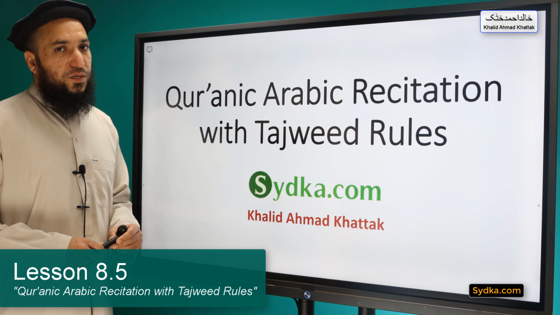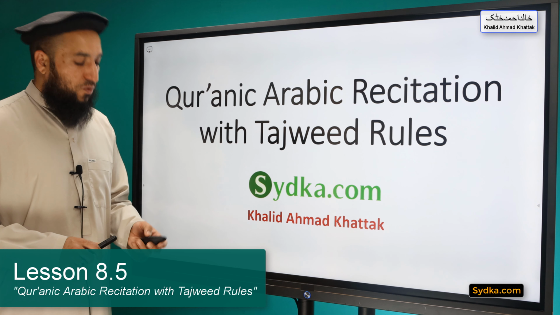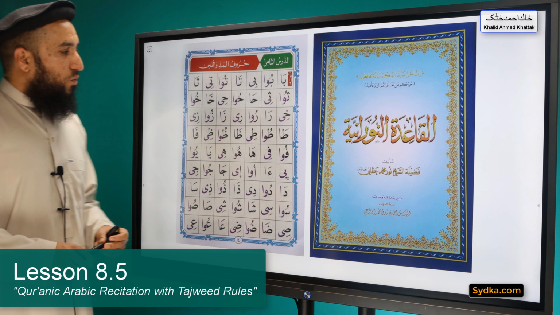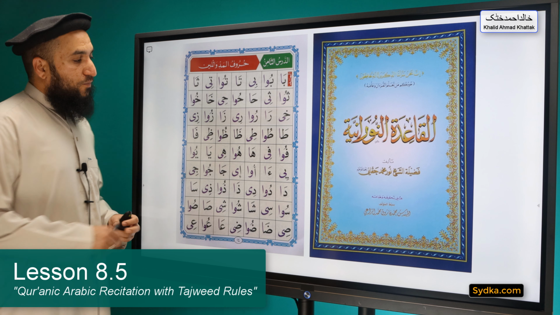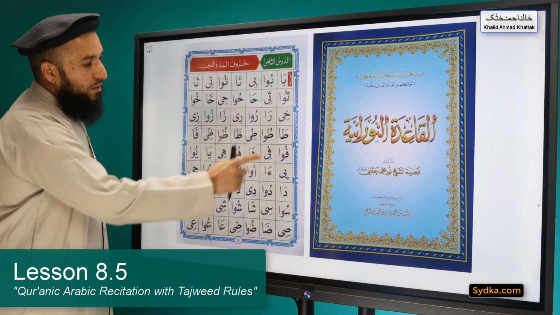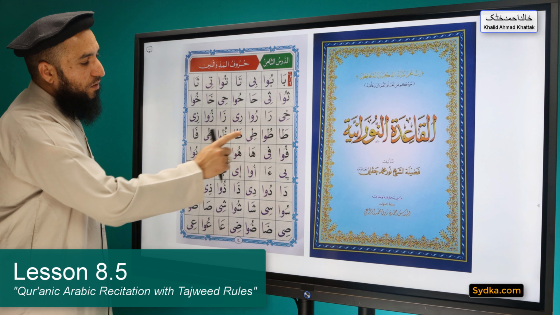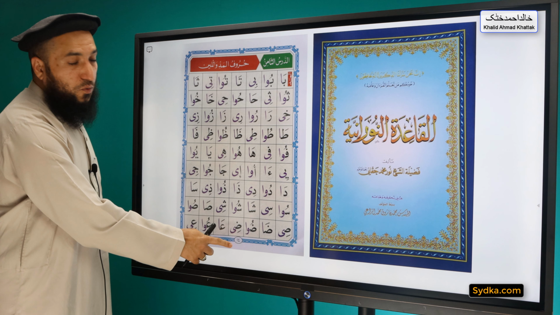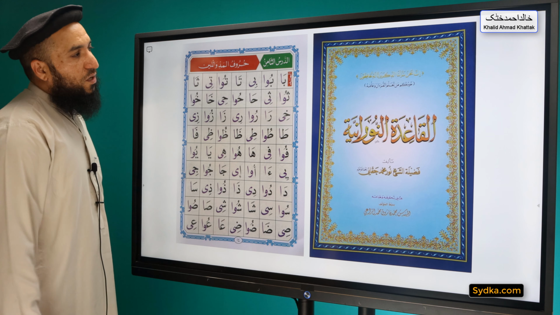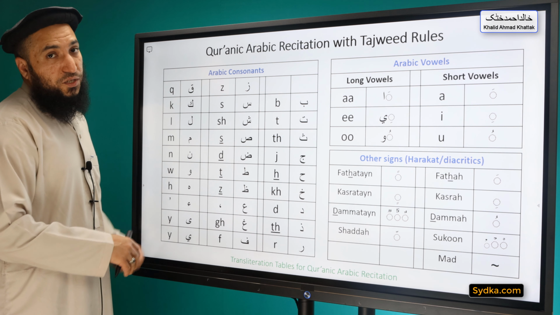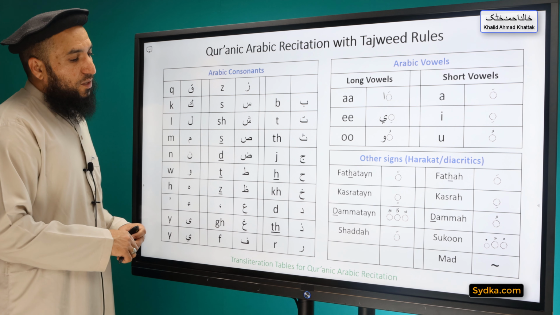Welcome back to another session of Qur'anic Arabic recitation with Tajweed rules. In this session, we will be studying another 9 syllables. That's from here until there. Ta, dha, and fa. It is on page number 14 of Al-Qaida Nuraniyah. This slide is just a reminder for transliteration purposes.